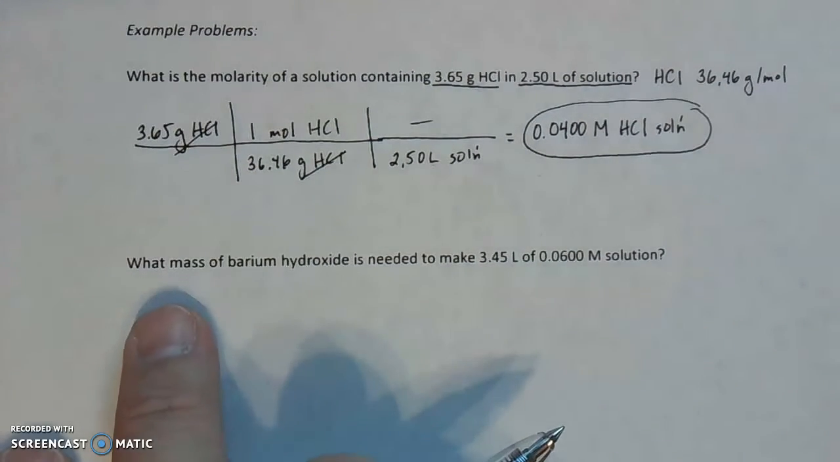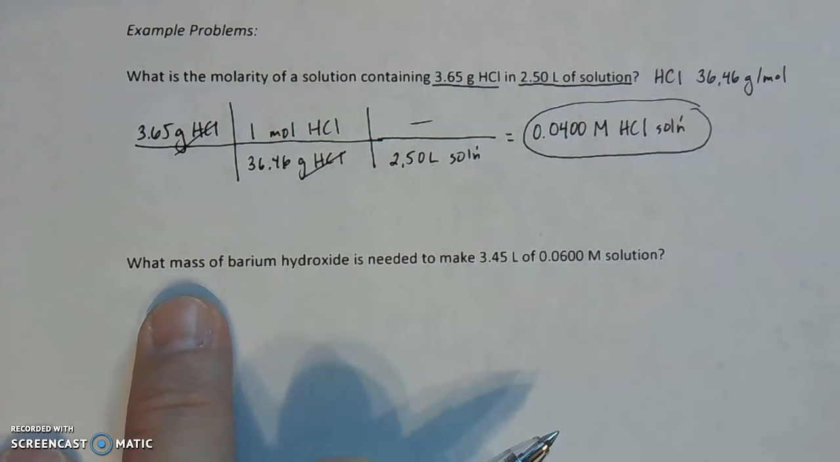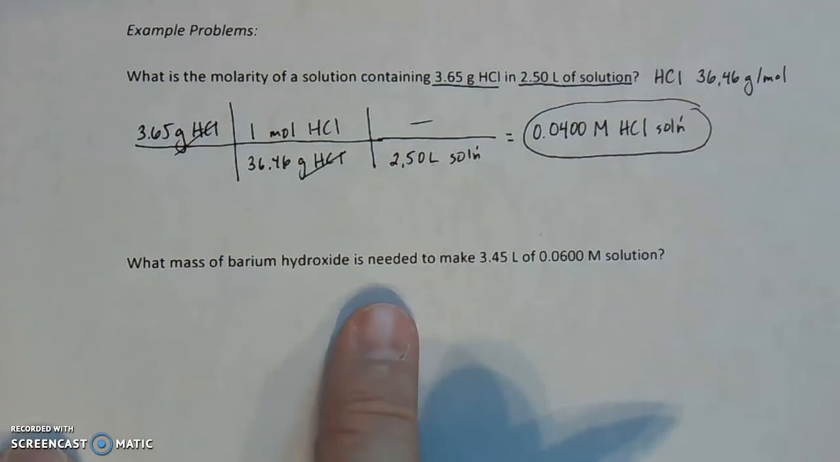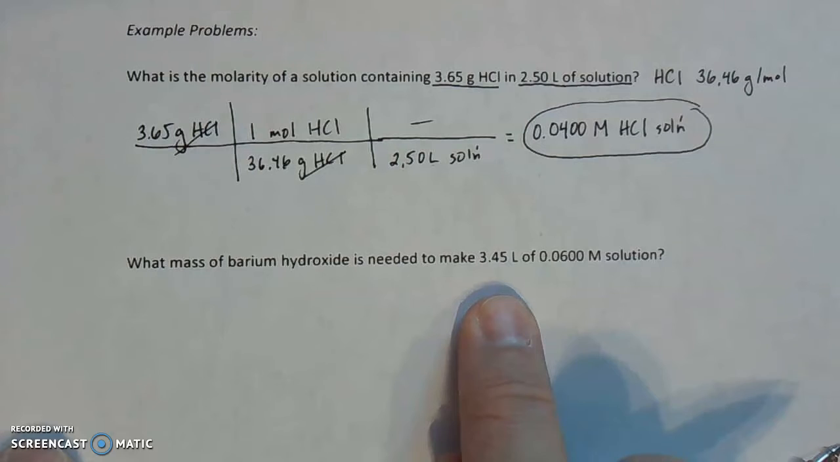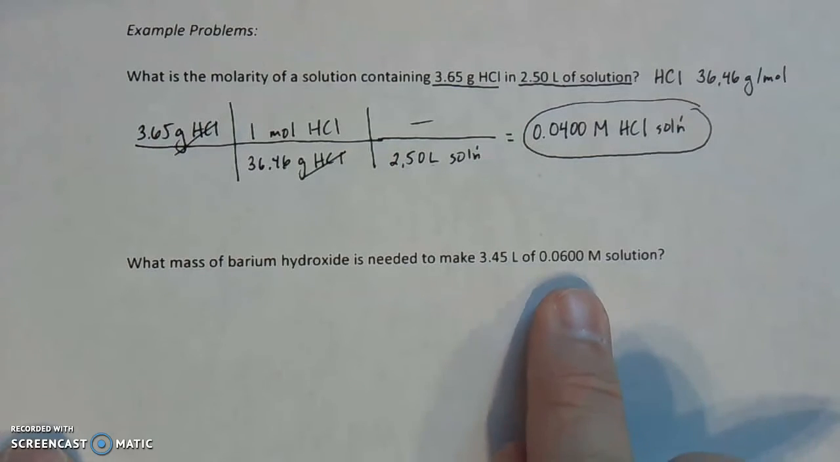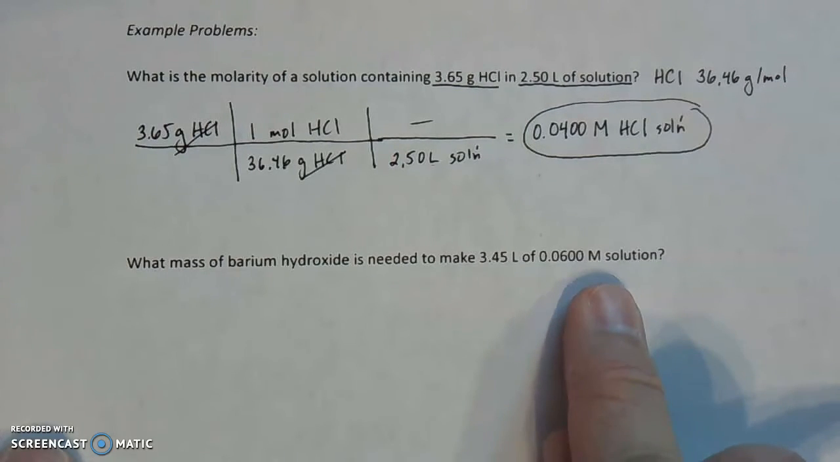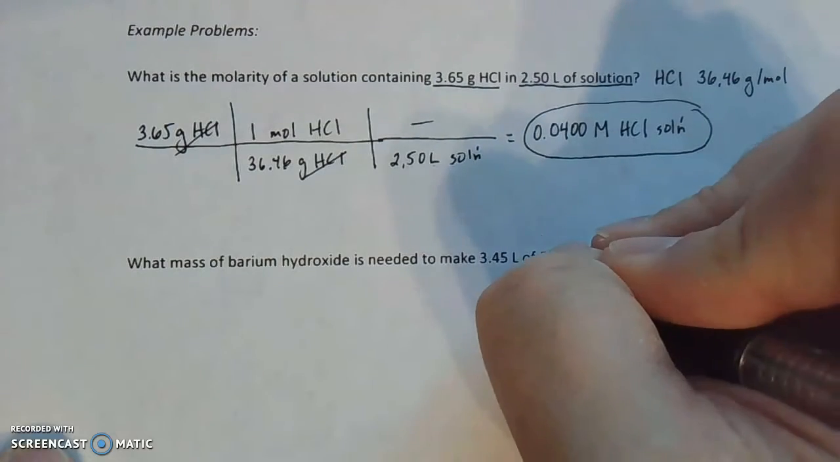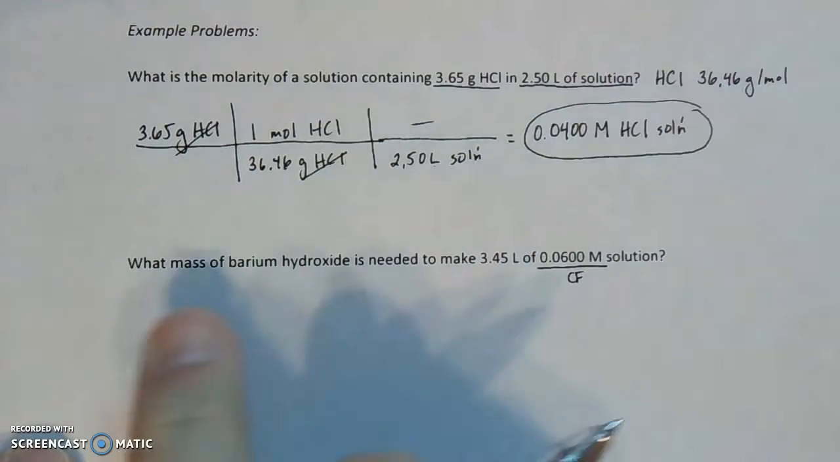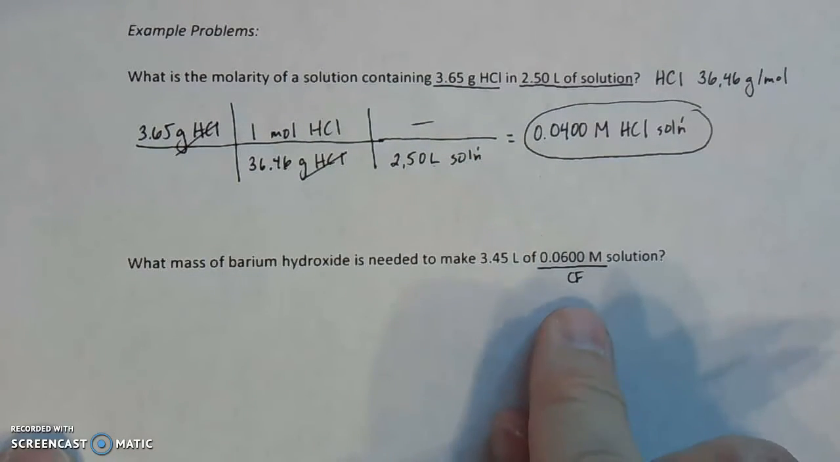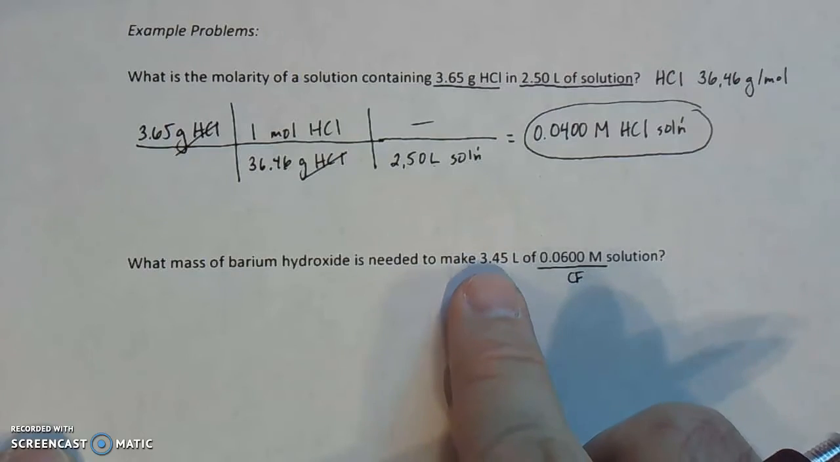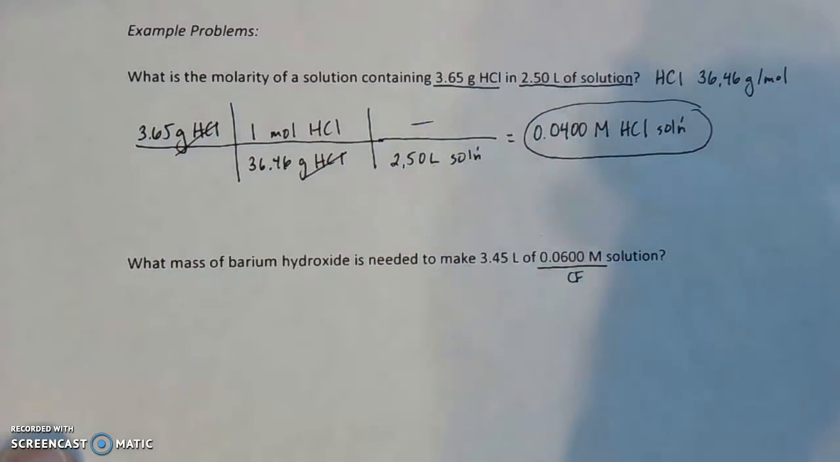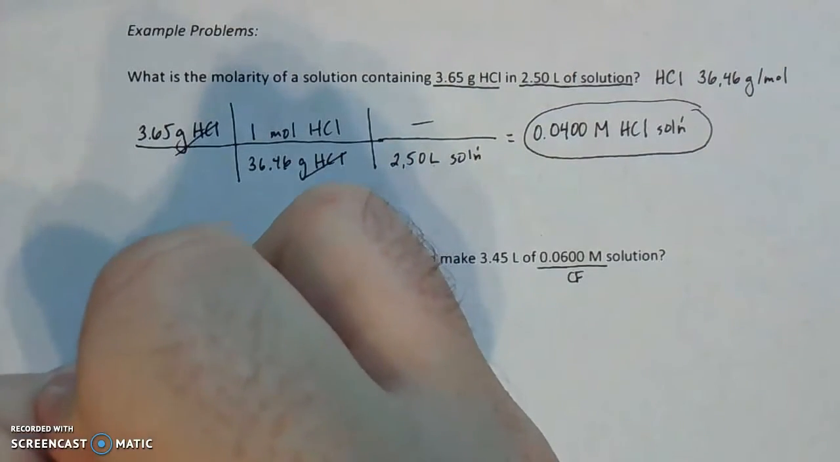For our second example, we want to know what mass of barium hydroxide is needed to make 3.45 liters of a given molarity. So we're not going to start with a molarity here because we're going to use this as a conversion factor. So these problems where we're looking for a mass, molarity is going to be a conversion factor. So we have 3.45 liters of solution. That's what we're going to start with.